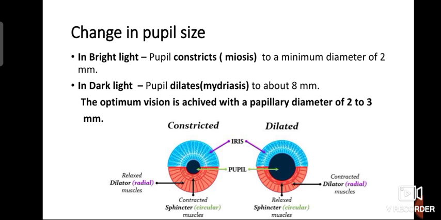So what happens in pupillary constriction? The sphincter muscles contract and the dilator muscles relax in the constriction of the pupil. In the dilated pupil, the dilator muscles contract and the sphincter muscles relax. So in bright light there is constriction of the pupil, and in dim light there is dilation of the pupil.